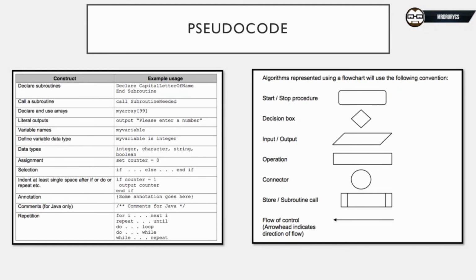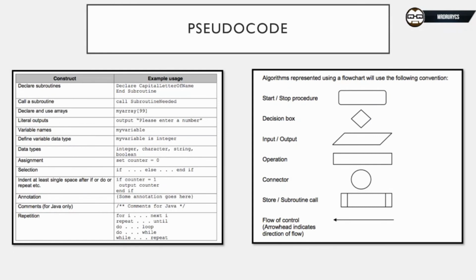The connector is where you connect 2 parts of a flowchart. The store / subroutine call, use that if you're storing something somewhere or you're saying like call login, and then the arrow indicates which way you're going. You've then got pseudocode, which I've gone through, 2 pieces. You've got declaring subroutines: you say declare, then the name of it. To stop it, you write end subroutine. To call a subroutine, you write the word call and the name of the subroutine.